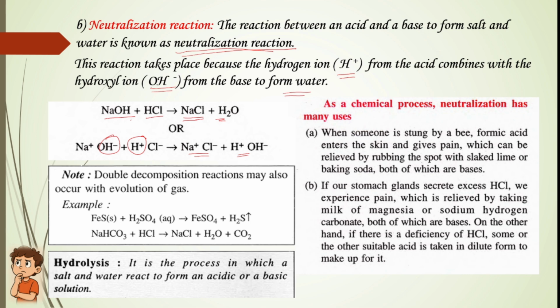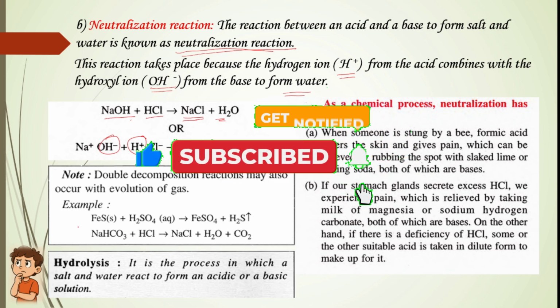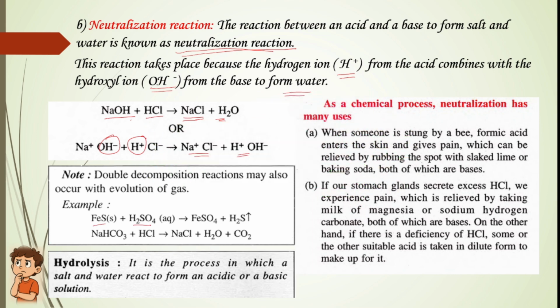Then, in certain cases, this double displacement or double decomposition reaction may also give a gas as one of the products. Not only a precipitate, sometimes it will give a gas as a product. For example, ferrous sulfide reacts with sulfuric acid to give ferrous sulfate plus hydrogen sulfide, which is a gas. This arrow shows that the gas is released. When sodium hydrogen carbonate reacts with hydrochloric acid, it will give sodium chloride plus water plus carbon dioxide gas, which is evolved. So double decomposition sometimes may also produce certain gases.